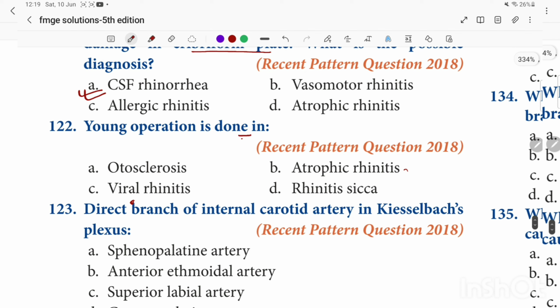Young's operation is done in atrophic rhinitis.